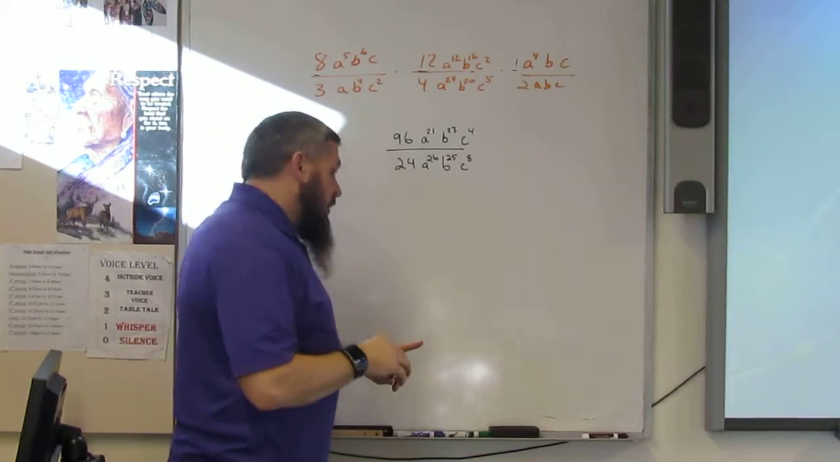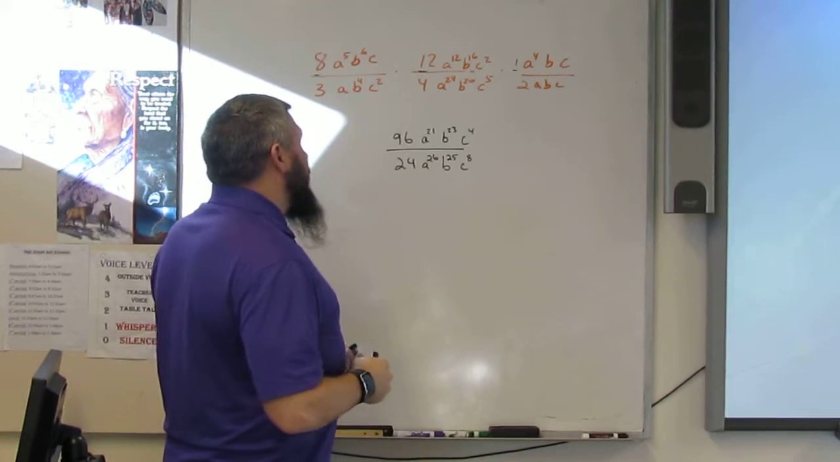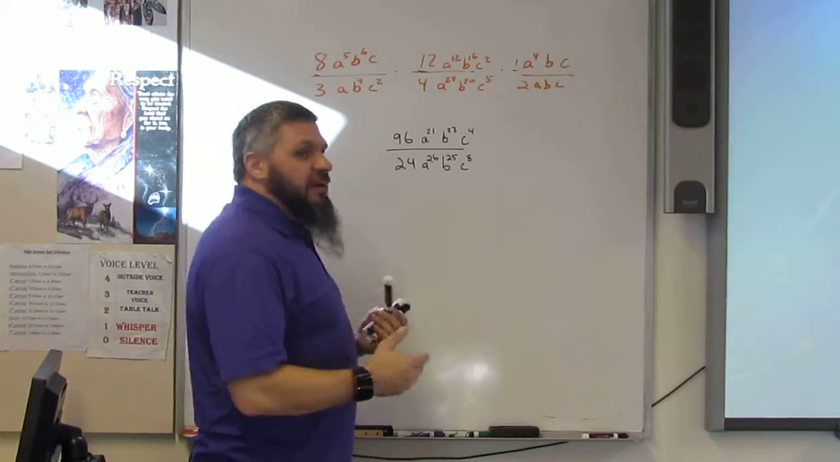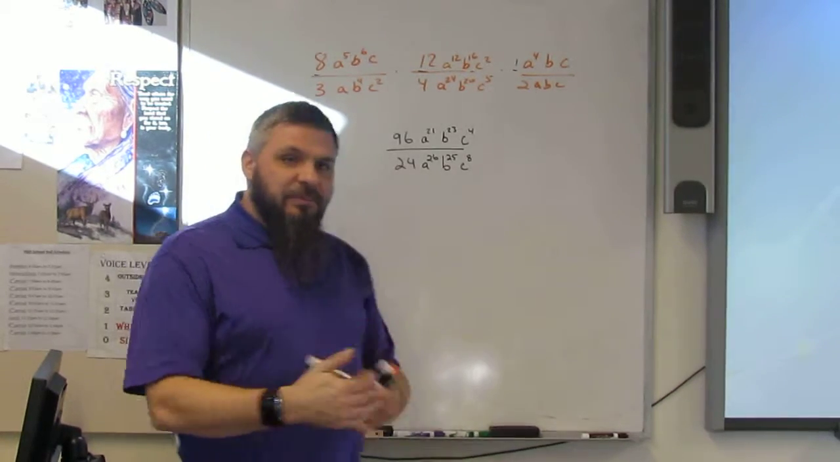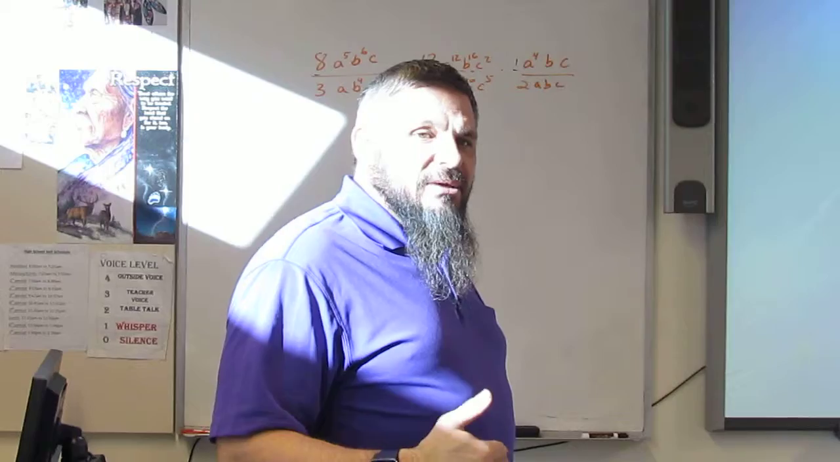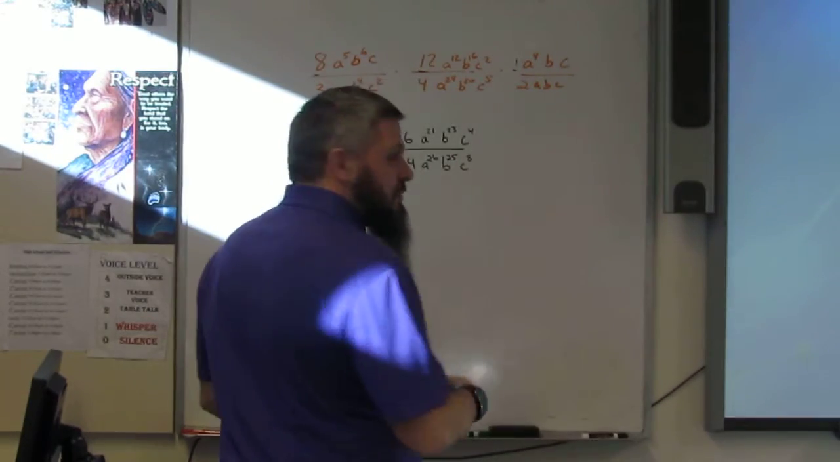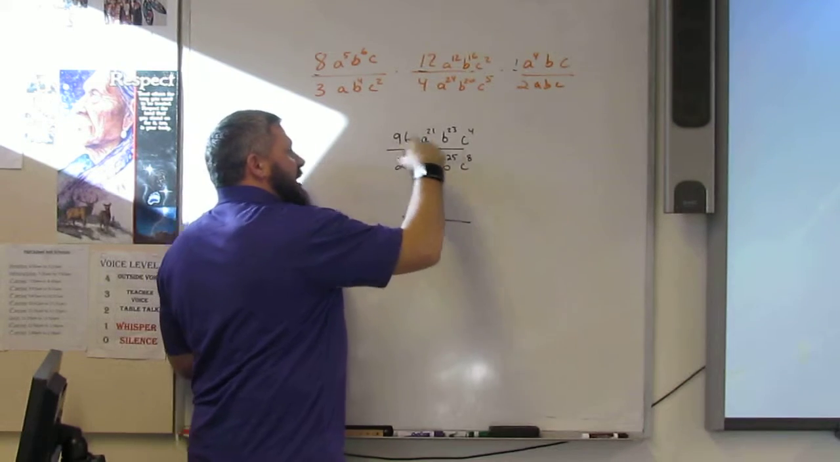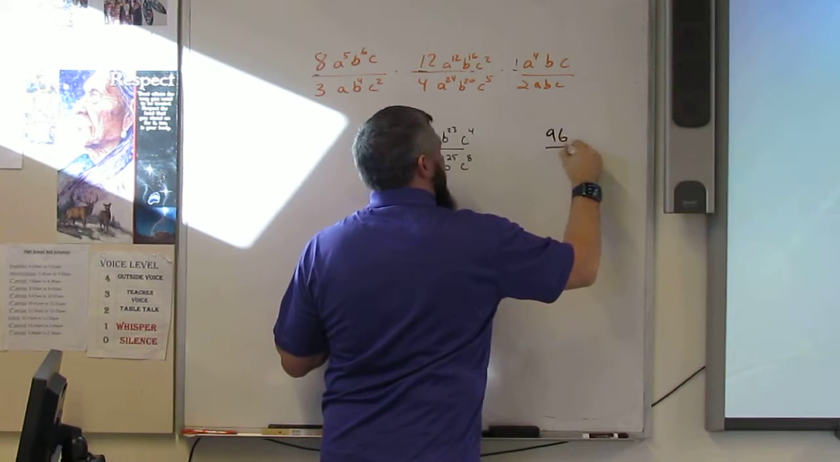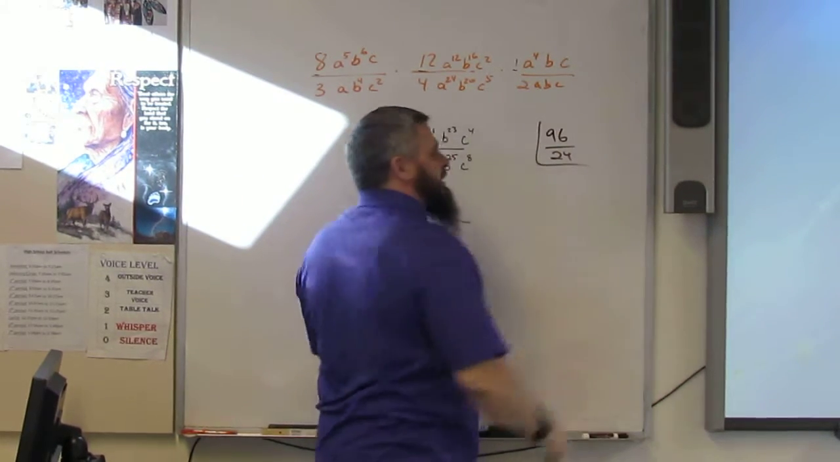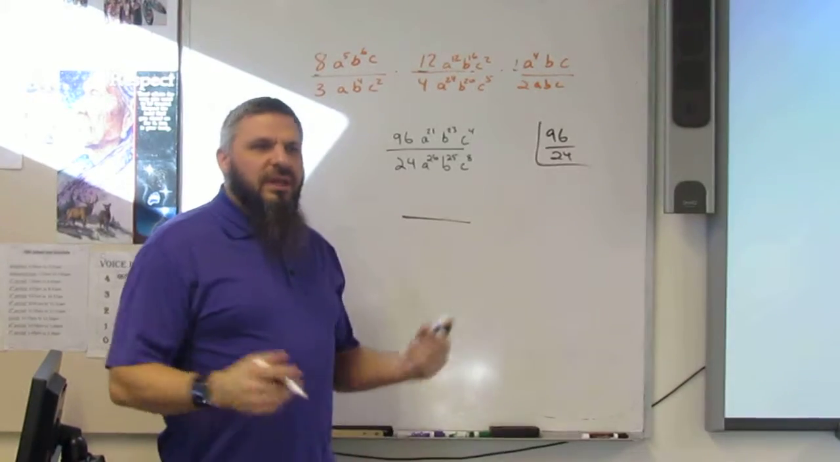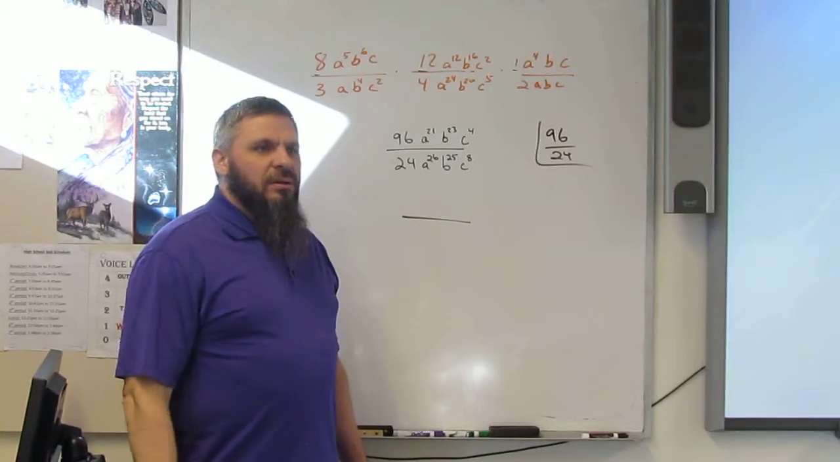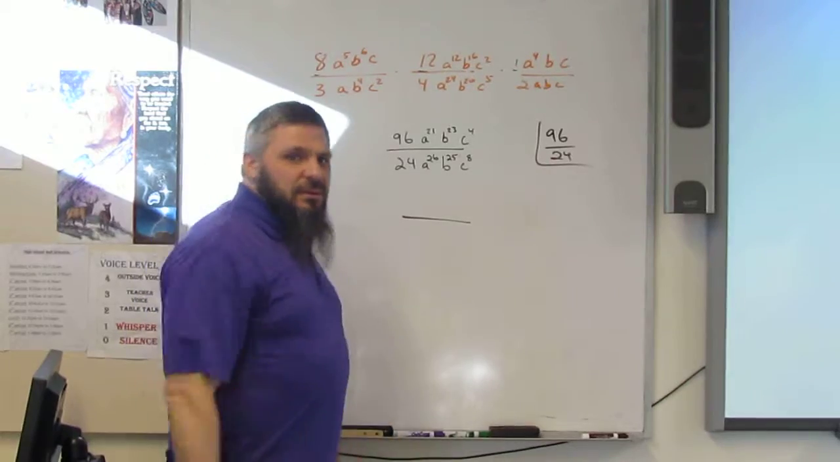Okay? Now, what you're going to do is take the smaller number from the bigger number and leave it where the bigger number is. Okay? So first we've got to break down this 96 over 24. What goes into 96 and 24? You know anything? 3, 12. Okay?